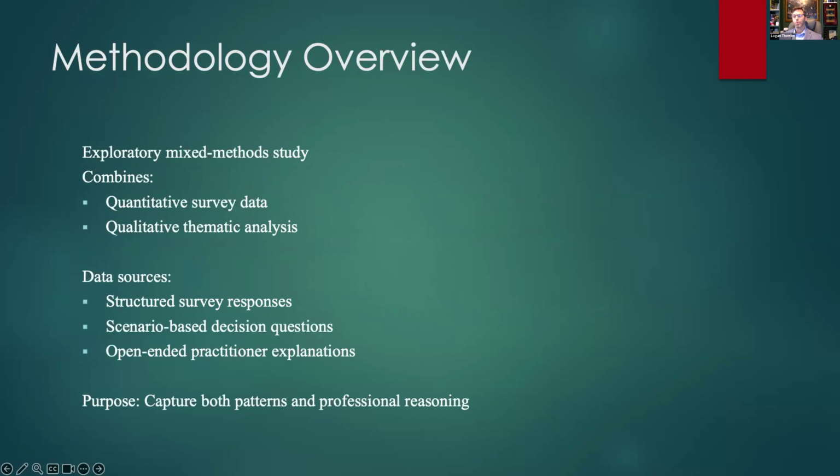This study uses an exploratory mixed methods design. It combines quantitative survey data with qualitative thematic analysis. Data was collected through structured survey responses, scenario-based questions, and open-ended explanations. This approach allowed us to capture both observable patterns and the reasoning behind assessor decisions, which is especially important when studying professional judgment.